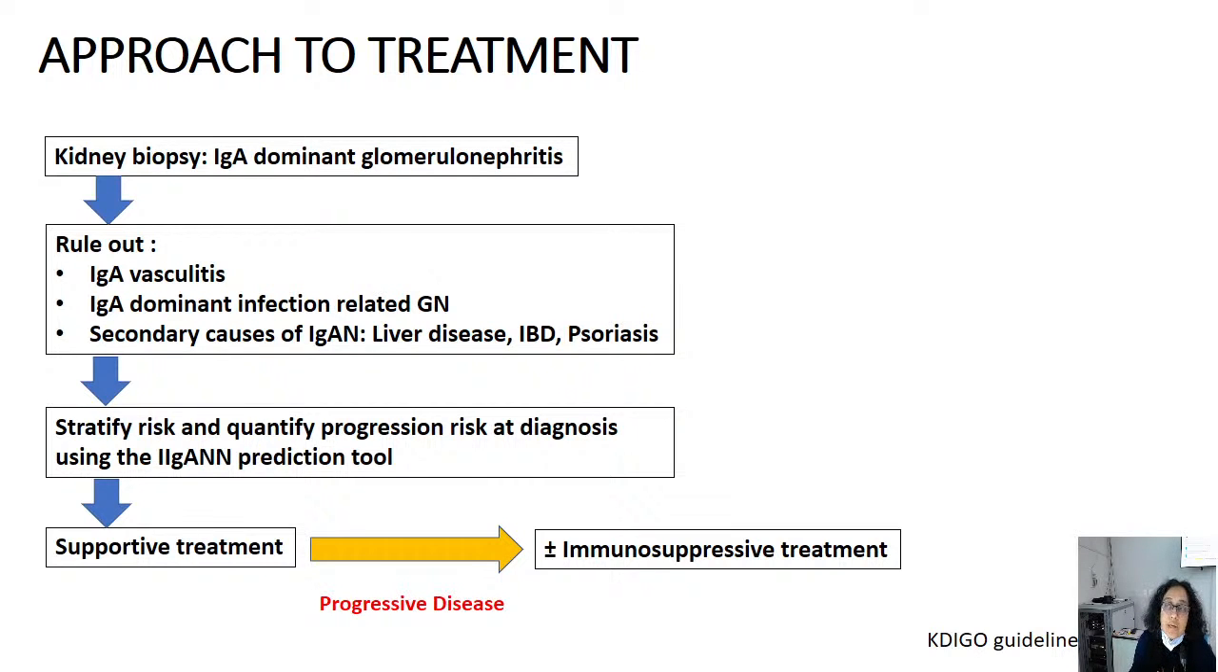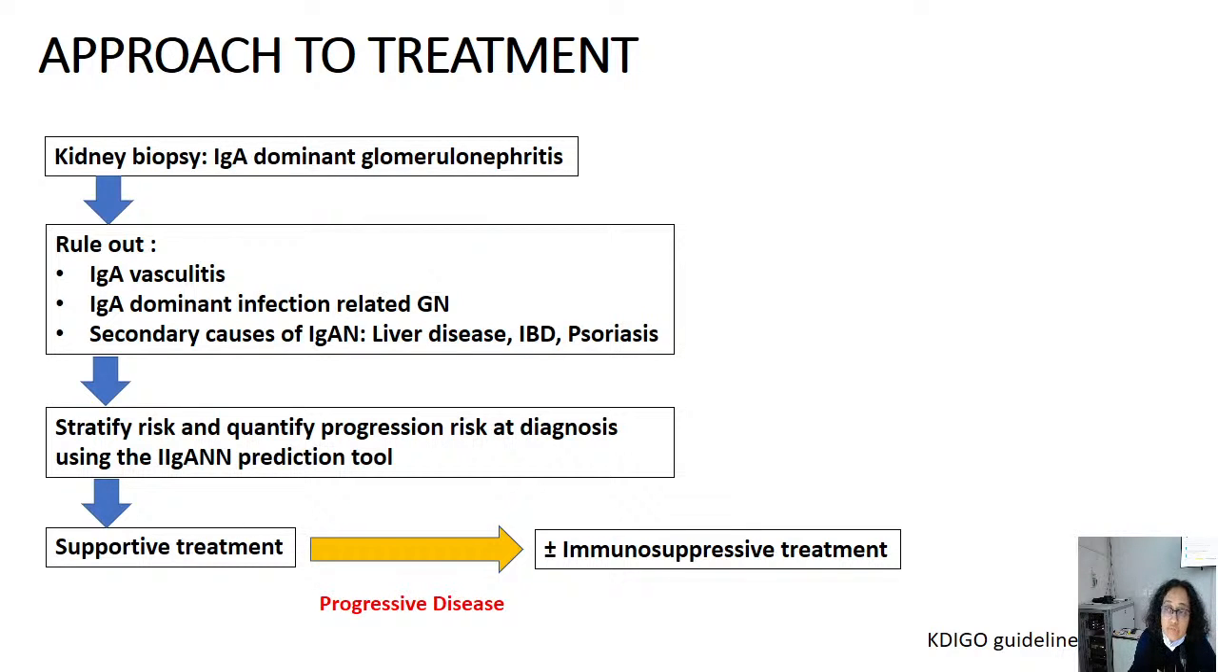because you would be selective and rather wary about using immunosuppression in these patients. Then you stratify these patients and quantify the risk of progression based on a prediction tool, which Dr. Mahajan just discussed with you earlier. And this is important only for counseling the patients about how frequent their follow-up should be and what is the risk of end-stage kidney disease in the long term, and not for treatment.